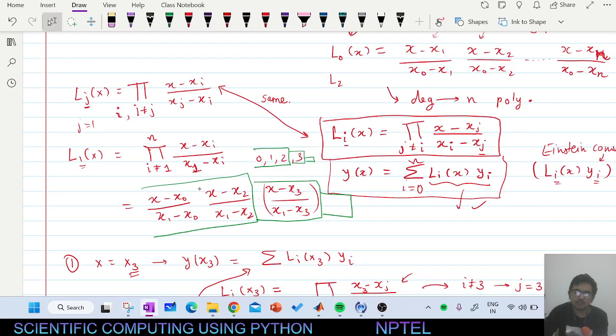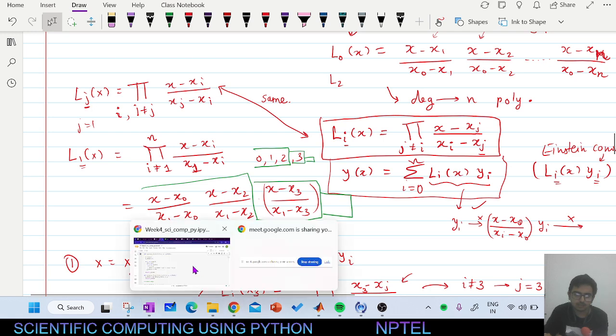So we start by yi, then we multiply the first term, which is (x minus x0) divided by (xi minus x0). Okay, so it becomes this. Then again multiply the second term, (x minus x1) divided by (xi minus x1). And we have to make sure that we don't multiply the term where j is equal to i. Okay, so that's why we have this.